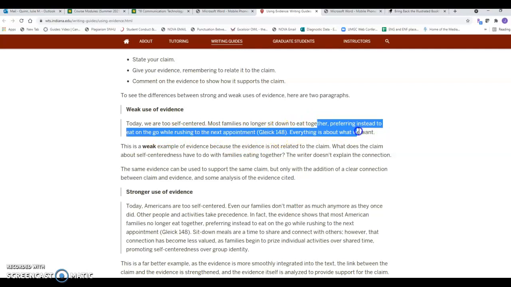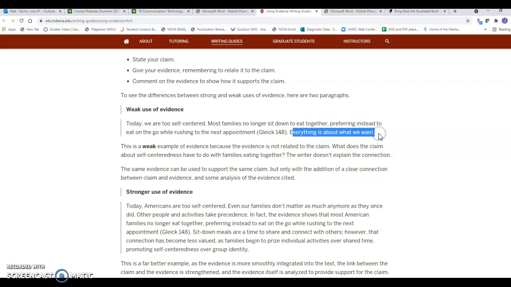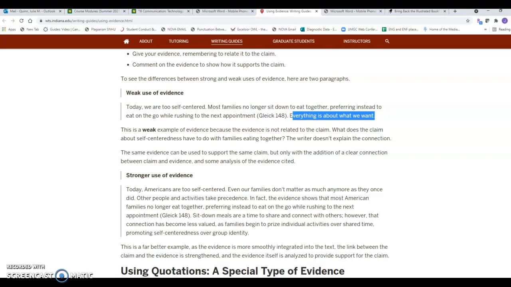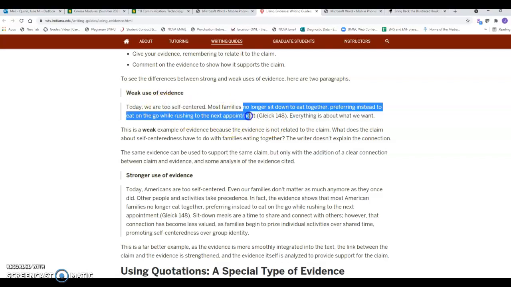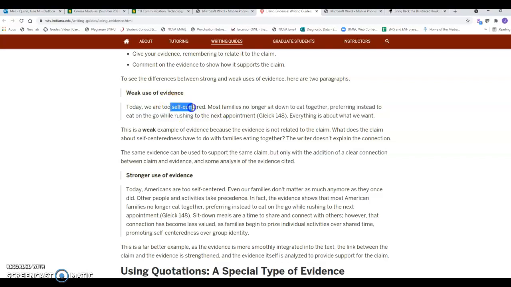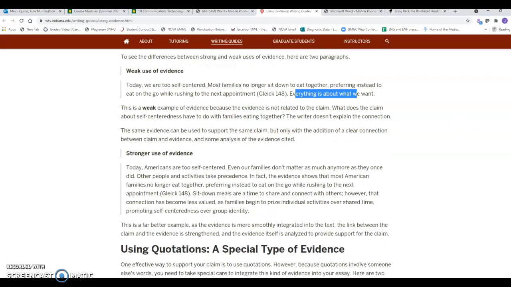And there's so much wrong with this. Everything is about what we want isn't much of an unpacking. It's not much of a clarification. The shift in first person plural point of view is a little bit distracting. The evidence isn't related to the claim. Being self-centered has nothing to do with sitting down, eating on the go. Self-centered is an action of self-promotion, so the examples don't actually even fit with the topic sentence, the data point, and the discussion, right? So you always want to make sure that the data is all related.